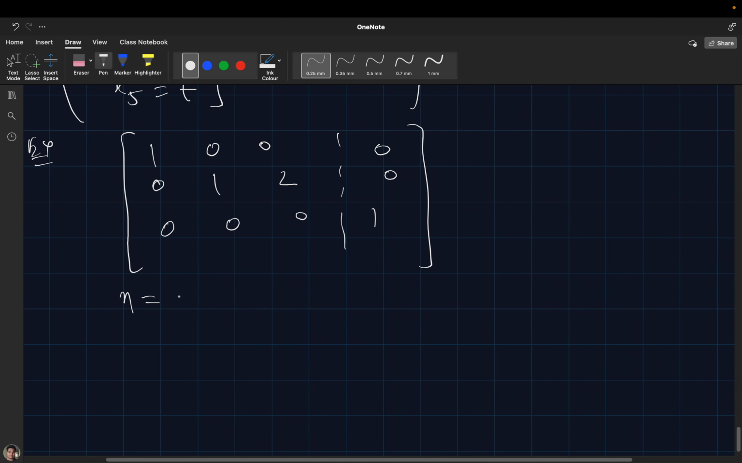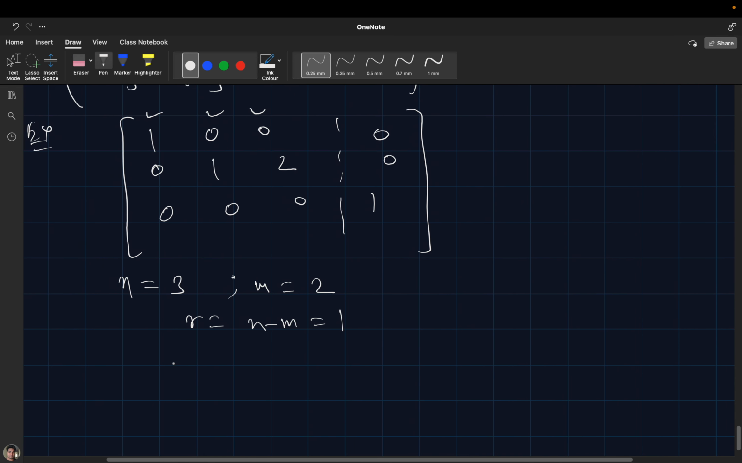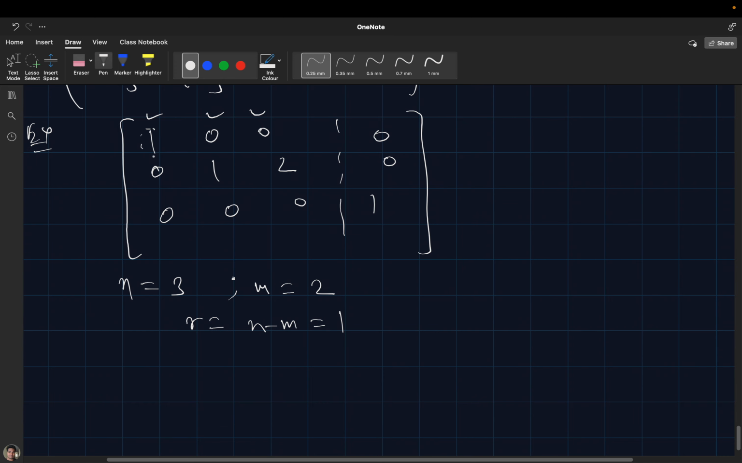n is the number of variables, so n equal to 3: 1, 2, 3. And m is the number of pivots. So how many pivots are there? 2. Okay. So how many free variables are there? n minus m, which means 1. Which means you can assign one variable any arbitrary real number.